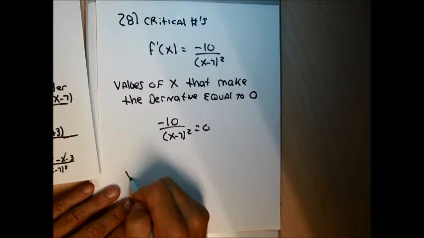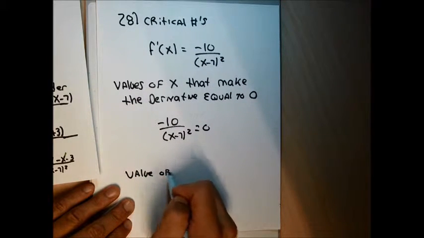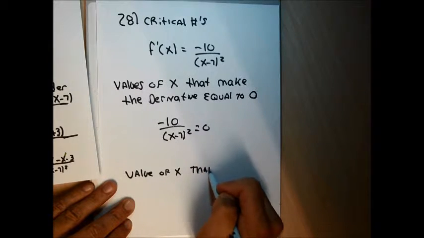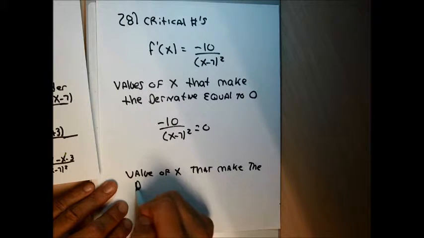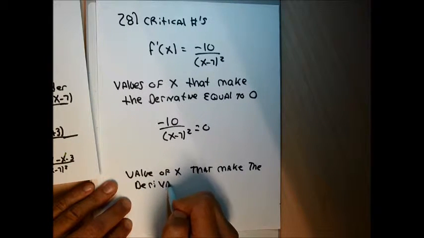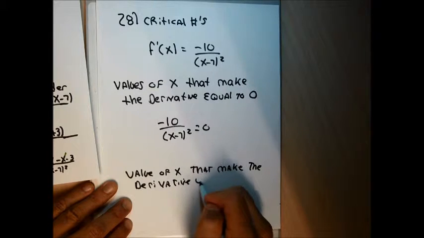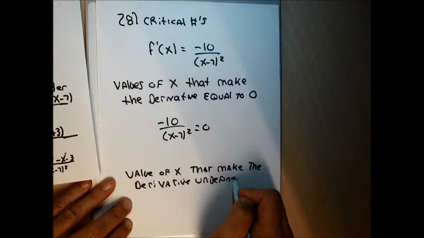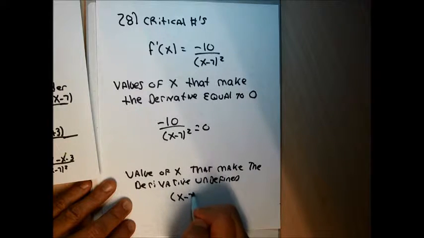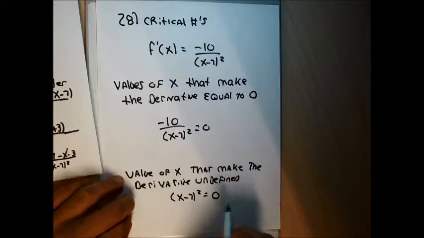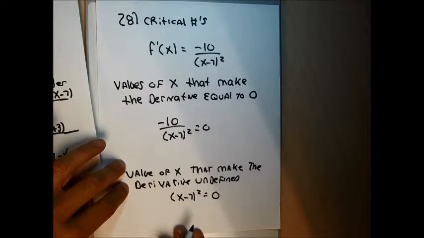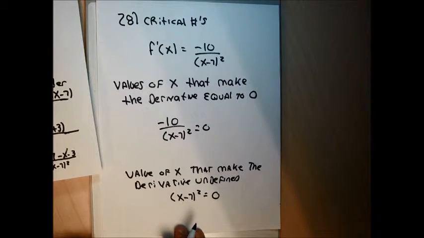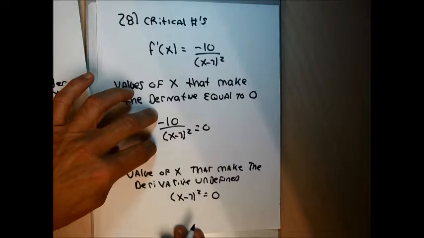And I'm also going to find the values of x that make the derivative undefined. This derivative is a fraction. Fractions are undefined for any value of x that make the denominator 0. So when a derivative is a fraction, the values of x that make the critical numbers I get that cause the fraction or the derivative to be undefined are the values of x that make the denominator 0. This is going to have no solution.